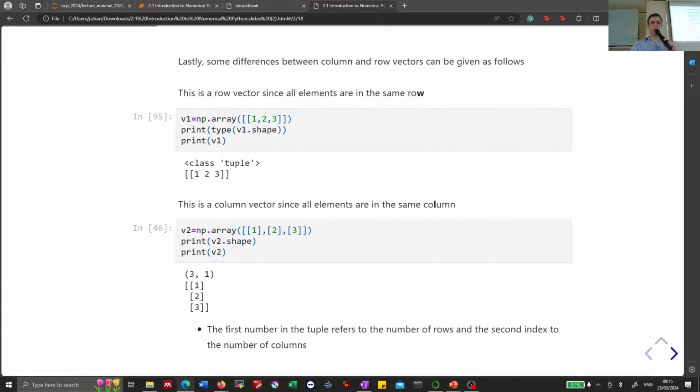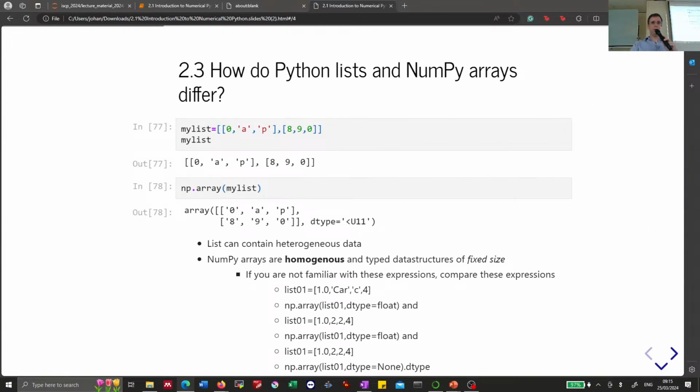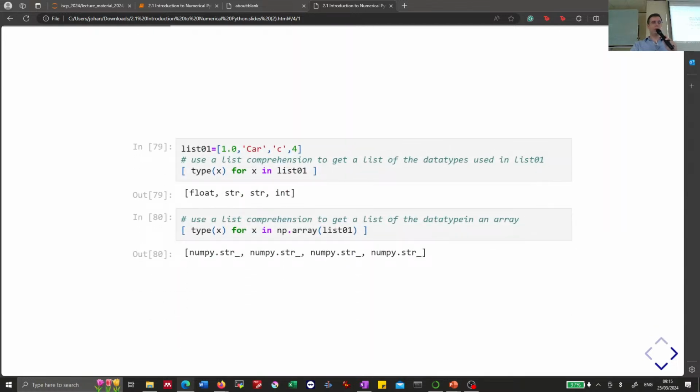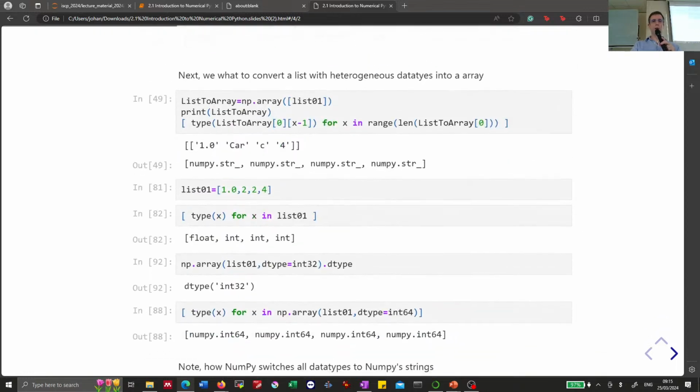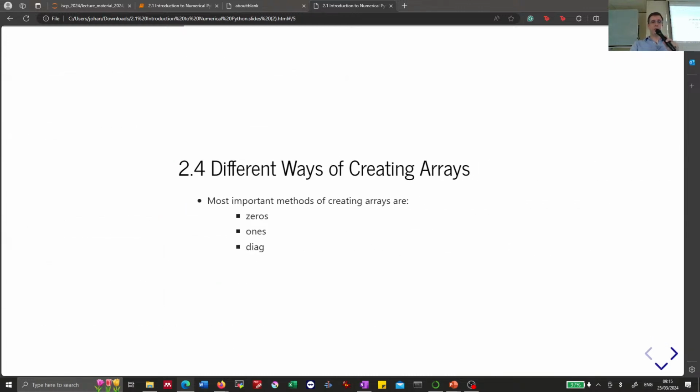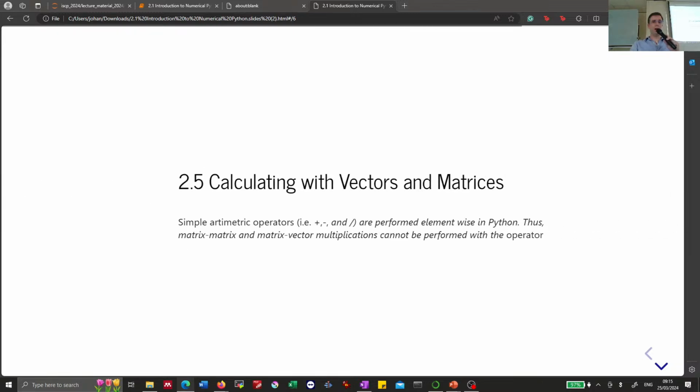Okay. We had also comprehension questions. Very good. And now we can go into the difference that we discussed before. We here, for example, have a list and list comprehension on the bottom where we test the data type. And when we use this list to convert it to a numpy array, we see, hey, this is just numpy strings suddenly. That is not actually what we want in numpy very often, so we need to be very careful with our data types. Right. Different ways of creating arrays, zeros, ones, and diag. We passed this. Very good.